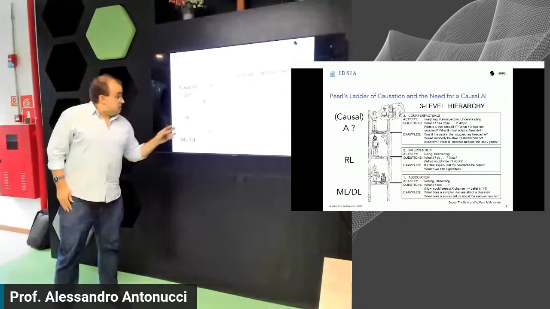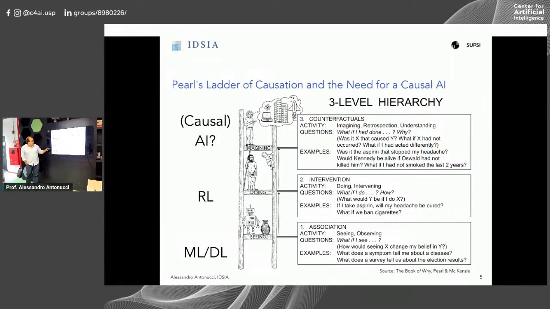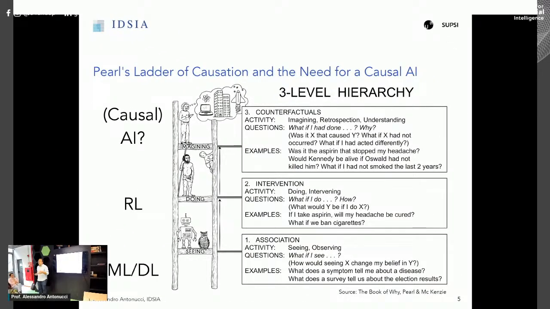Okay, so this is a picture from Pearl, and it's just to show the three different levels, known as the ladder of causation according to Pearl. It's just to say that what we are doing when we capture correlation, what we do when we use deep learning, or when we use a Bayesian network, is on the first level and is about association. So we are capturing and learning correlations. But we can do more.